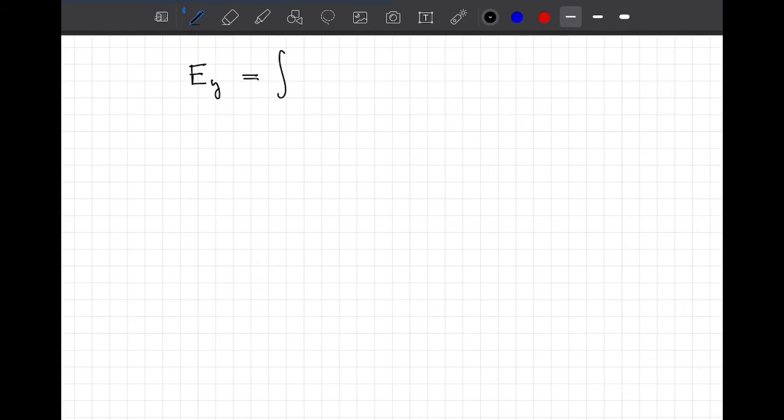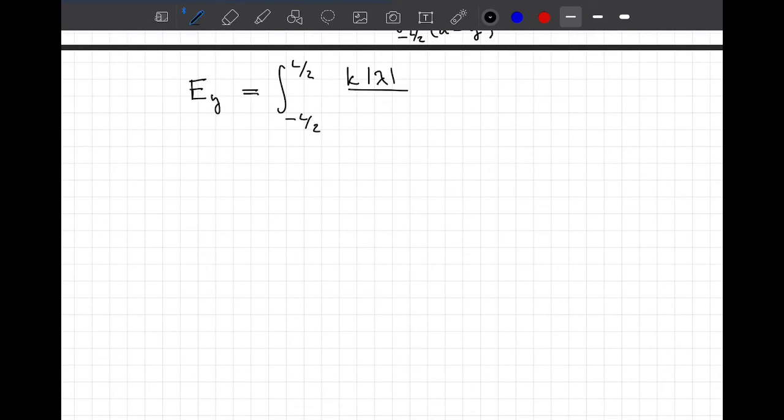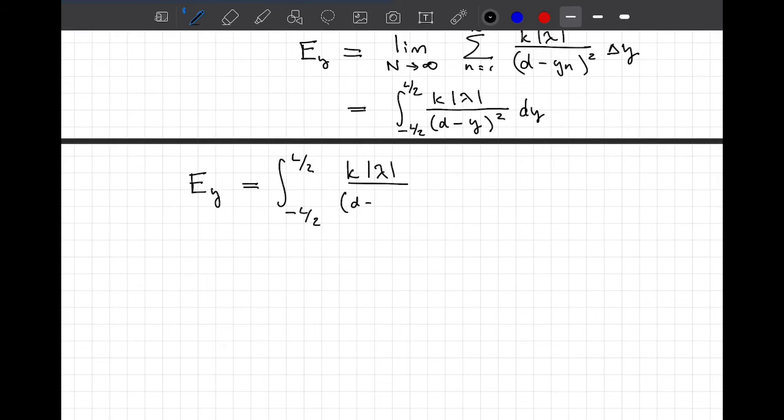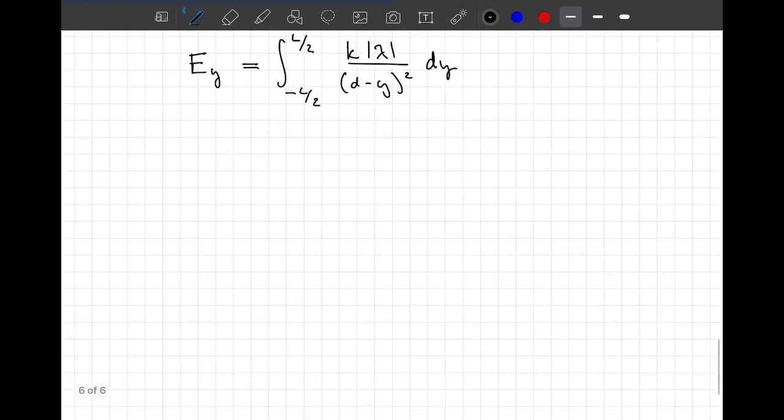So EY we have equal to the integral from minus L over 2 to L over 2 of k lambda over d minus y squared dy. And this integral is actually not that hard to do. Of course, I can say that because I've already seen it, but it's not that bad. So let's try and put it into a nice form. That's always the first step of doing an integral. And in order to do that, I want to remove the constants from there. So I'll make this k lambda out front.